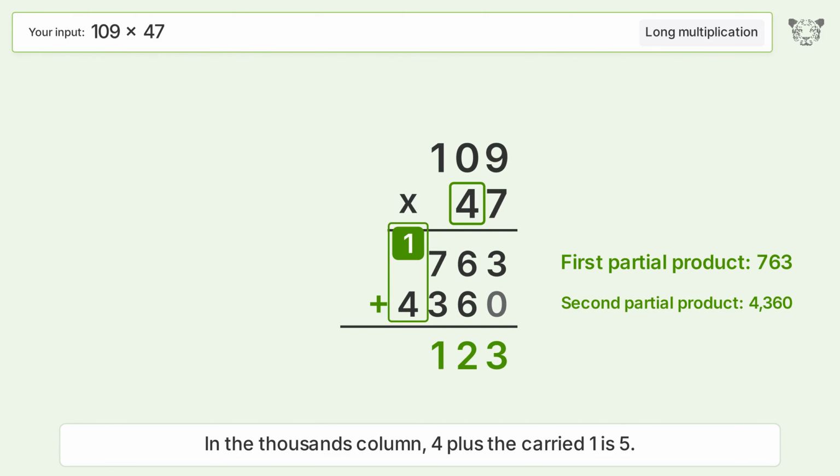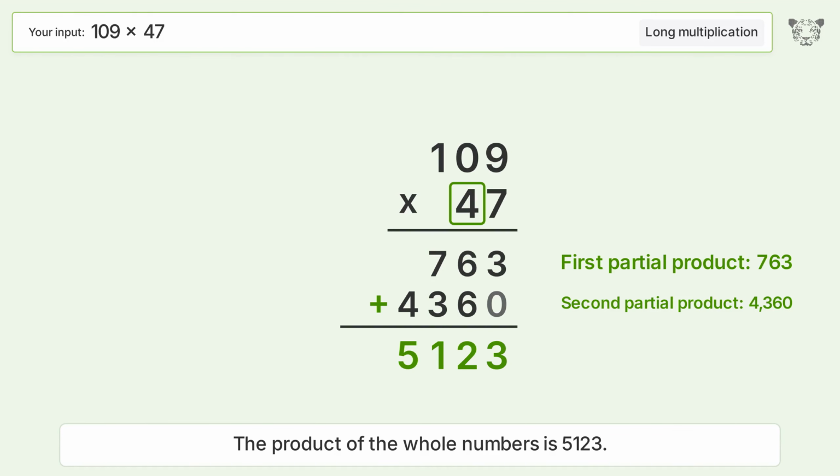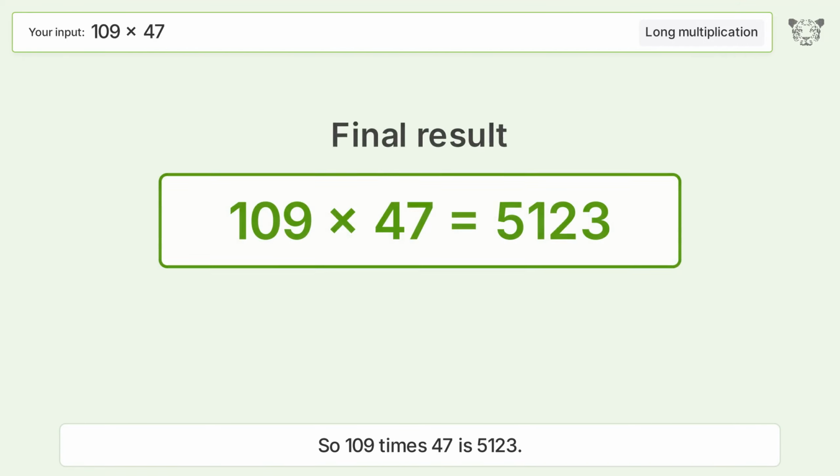In the thousands column, 4 plus the carried 1 is 5. The product of the whole numbers is 5,123. So 109 times 47 is 5,123.